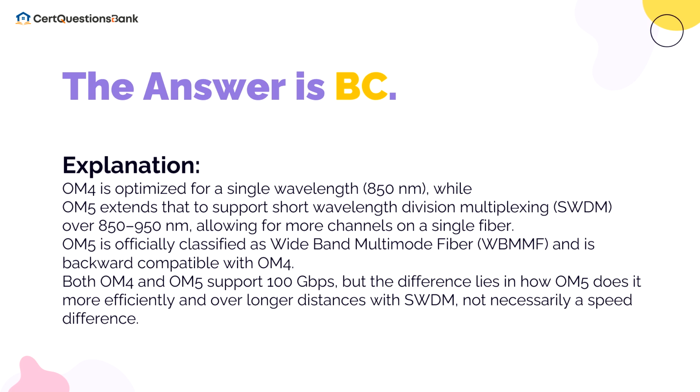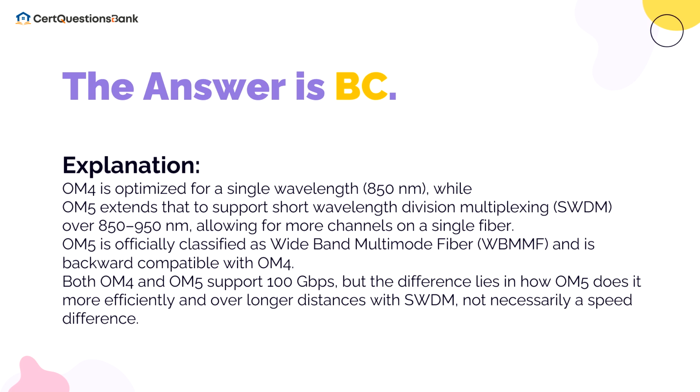The answer is BC. OM4 is optimized for a single wavelength, 850 nanometers, while OM5 extends that to support short wavelength division multiplexing, SWDM, over 850 to 950 nanometers, allowing for more channels on a single fiber.